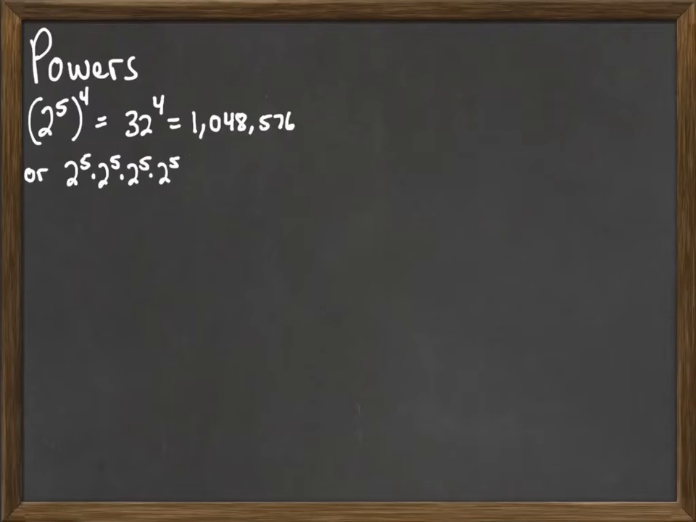And then we can invoke our properties of exponents. We're multiplying, so we add the exponents, 5, 5, 5, and 5. 5 4 times is just 2 to the 20th, which is equal to 1,048,576, if you were to put that in and work that out.